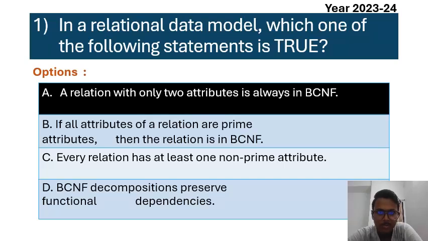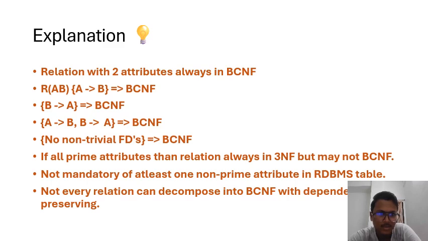So good morning, friends. Now I will discuss some questions in a relational data model. Which one of the following statements is true? The correct option is A: a relation with only two attributes is always in BCNF. The explanation is that for a relation R(AB) with A determining B, all attributes are prime attributes.